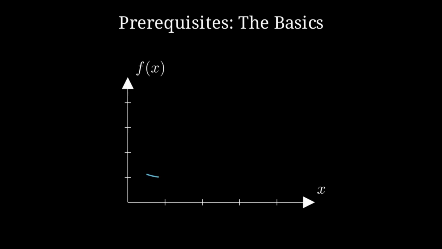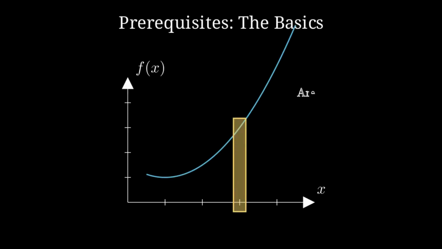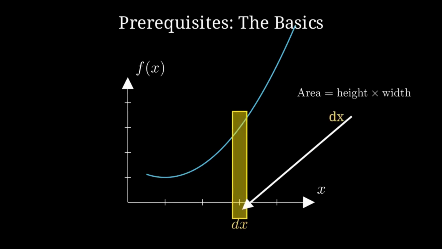Before we proceed, remember that the foundation of the shell method is the Riemann sum of thin vertical rectangles. We take the height of the function at a point x and multiply it by a tiny change in x, which we call dx. This rectangle will become our shell.